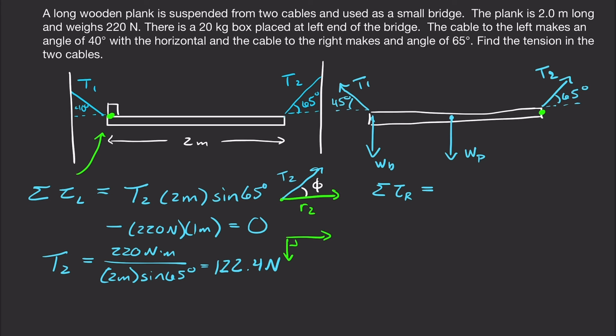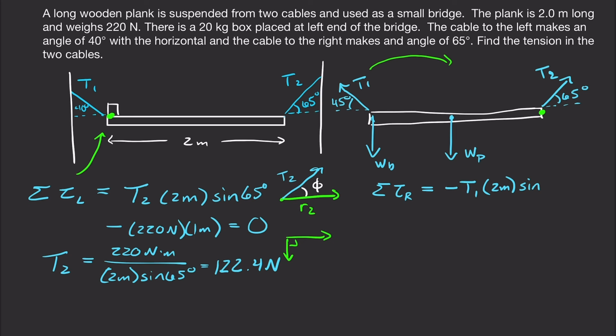So if we sum up the torques about the right, then T1 is going to cause a counterclockwise rotation. So it's kind of pulling up a little bit. So it's going to cause a rotation this way about the point on the right. So that is clockwise, so that is minus T1. It is 2 meters away. It's the full length of the plank away. And then times sine of the angle between them.